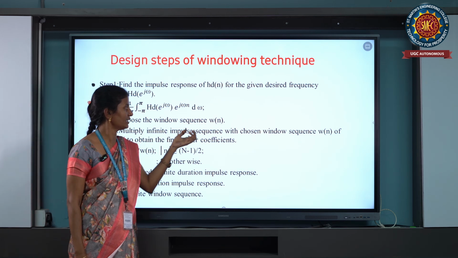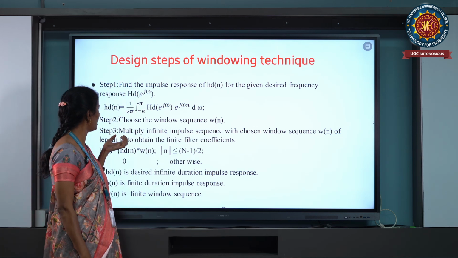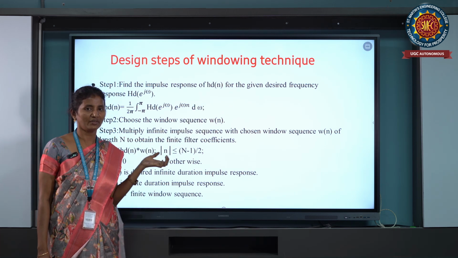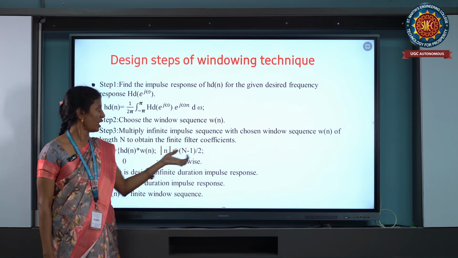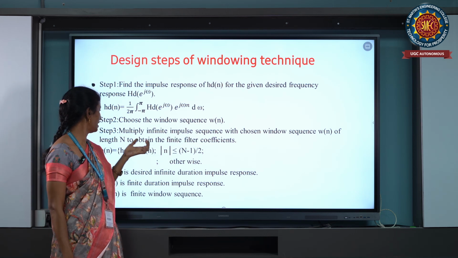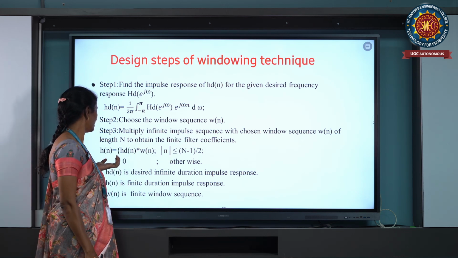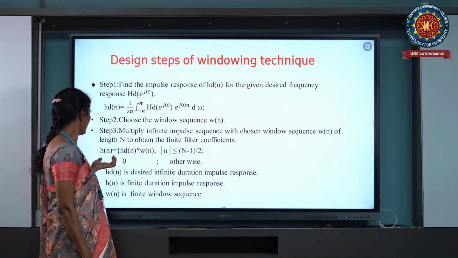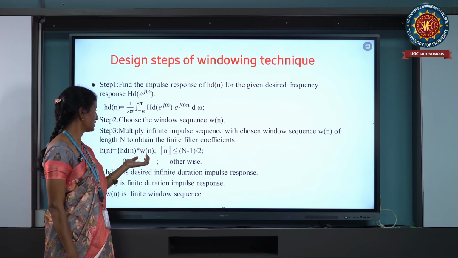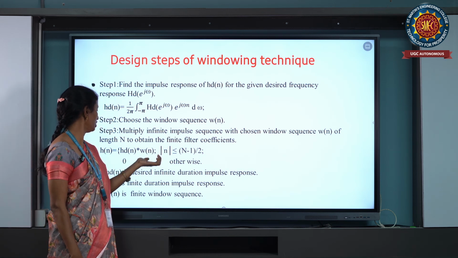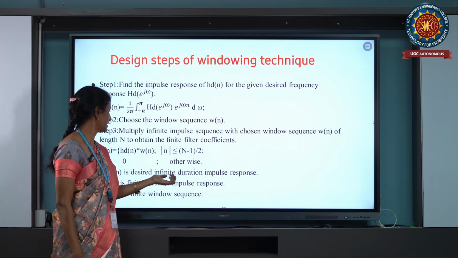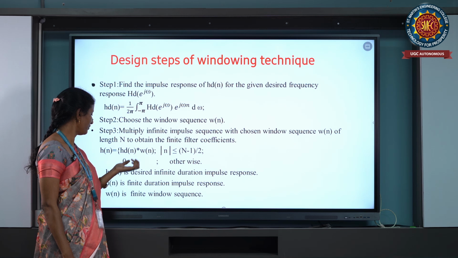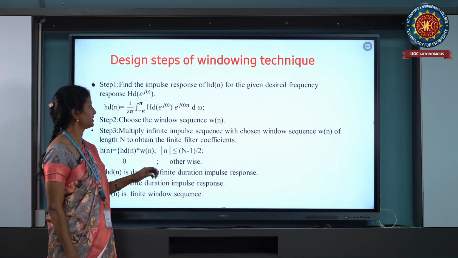The sequence w(n) is multiplied with the desired impulse response h_d(n). Then we get the finite impulse response sequence small h(n). The formula of h(n) is equal to h_d(n) into w(n). Here we are multiplying the desired impulse response with the window sequence w(n). Here h_d(n) is the desired infinite duration response, h(n) is the finite duration impulse response, and w(n) is the finite duration window sequence.